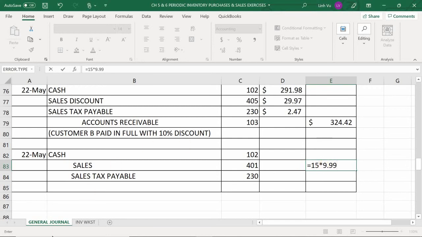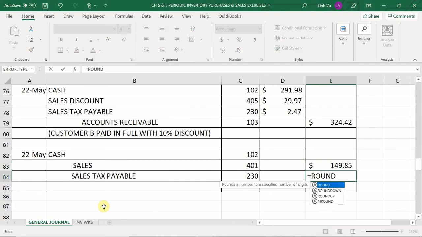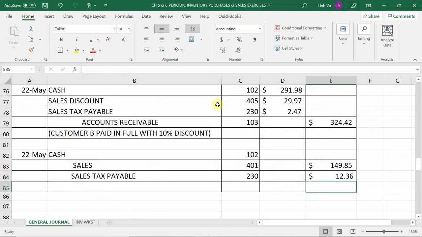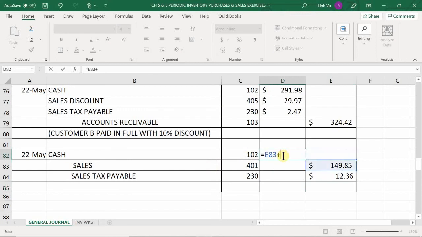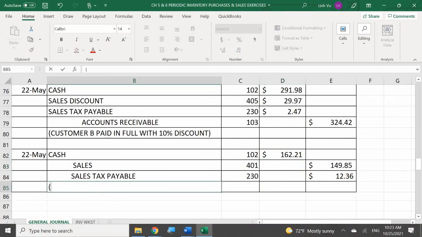So what's my total sales here? $149.85. Okay, how much tax am I going to charge? $12.36. Okay, so in grand total, how much cash should I be receiving? $162.21. And again, I'm going to make a note here that I sold 15 mugs.